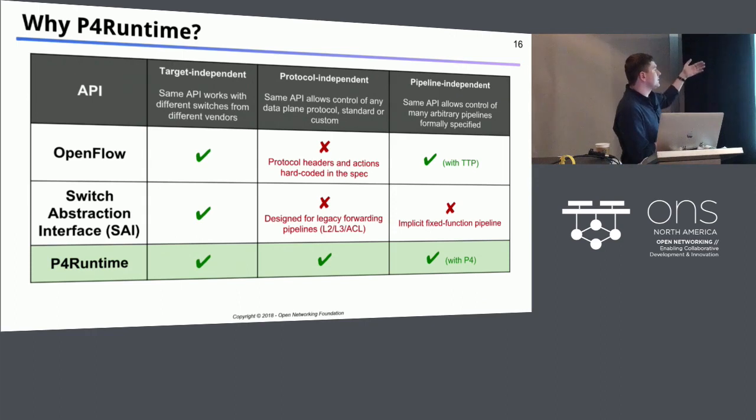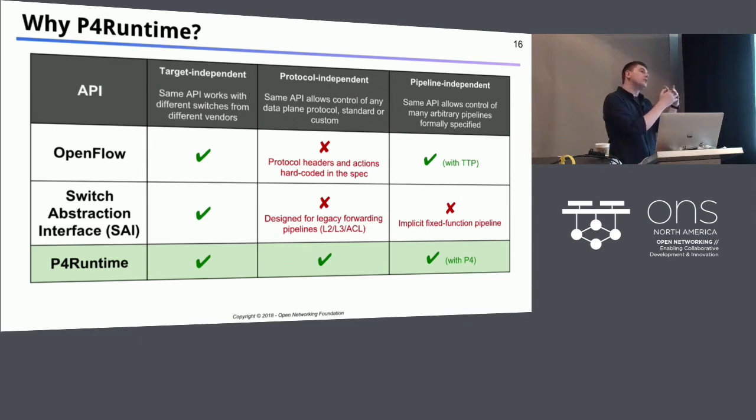And clearly, this is not satisfied by either OpenFlow or PSI. That's because in OpenFlow, you have the headers, the protocol headers, and actions related to that, which are hard-coded in the specification itself. If you look at the specification, you find specific values for, let's say, IPv4 source address, IPv6 destination address. And what if you need to support yet another tunneling protocol?